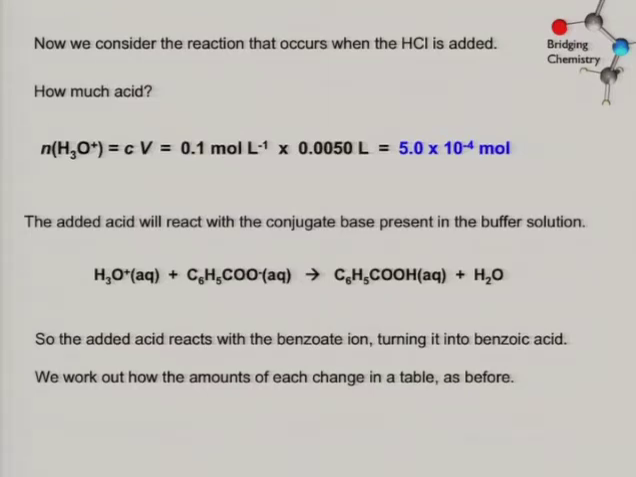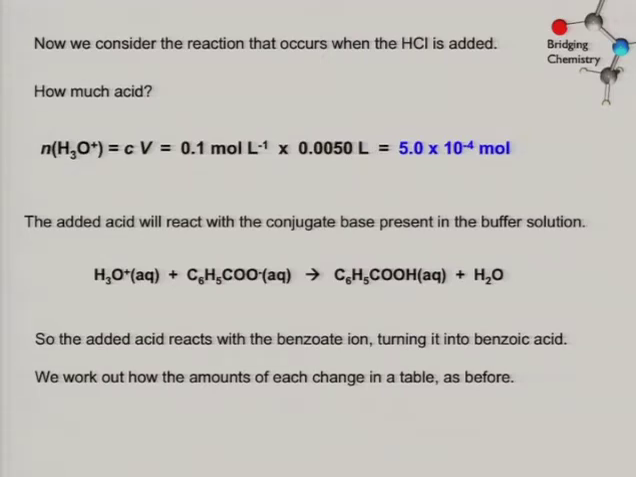So that's the reaction that's going to happen. For us to work out all of our new amounts and our starting amounts, we've already got the amount of the benzoic acid and the amount of benzoate in our buffer solution. Now we just need to work out the amount of hydrochloric acid, which will be the same as the amount of H3O+. And so there that is across the top there.